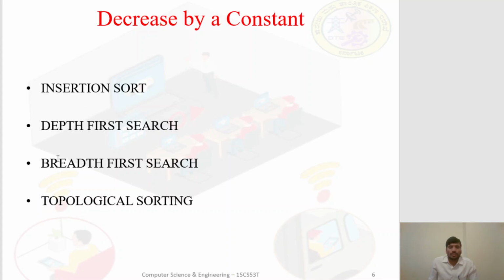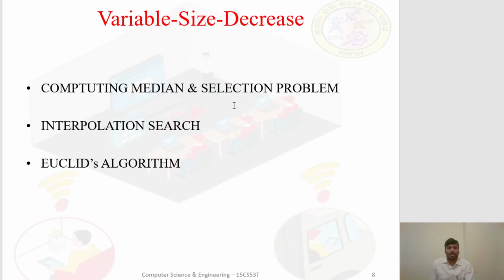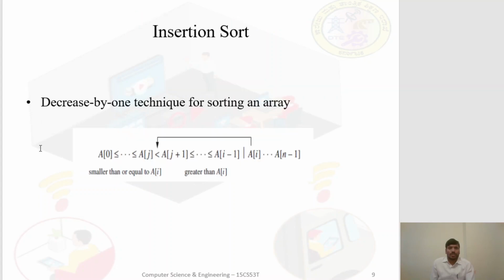Okay students, so let us see once again what are the examples of these variations. Insertion sort, depth first search, breadth first search, topological sorting: these examples come under the decrease by constant variation. Binary search, fake coin problem, Russian peasant multiplication come in the second variation, that is decrease by constant factor. And the last one, computing median and selection problem, interpolation search, and Euclid's algorithm come in the third variation. So now let us discuss the first problem, that is insertion sort.